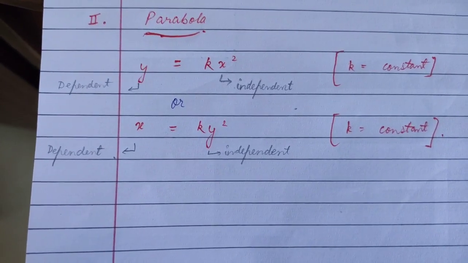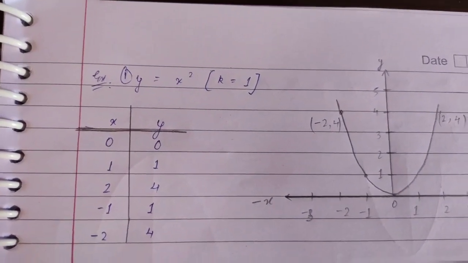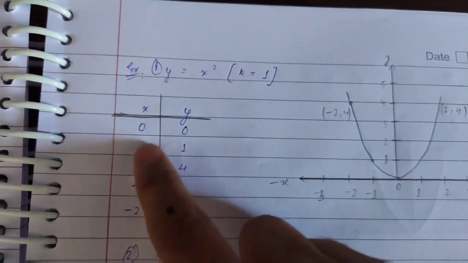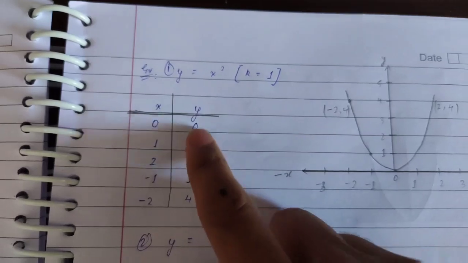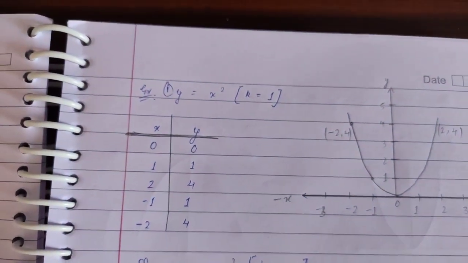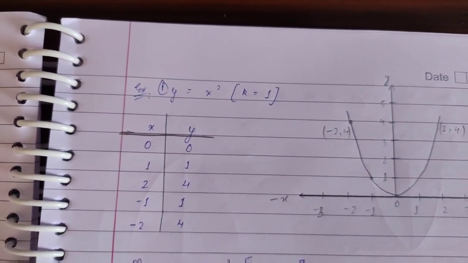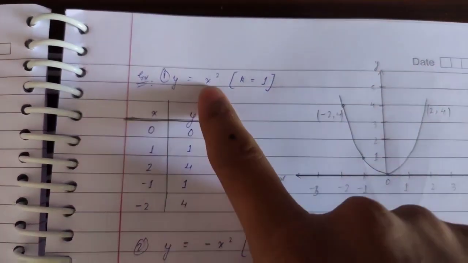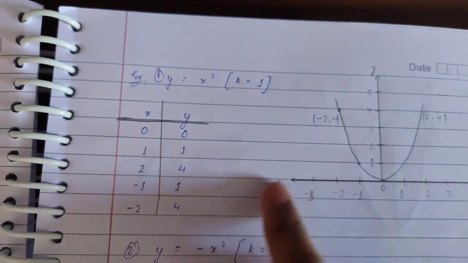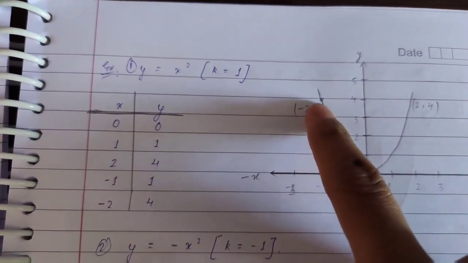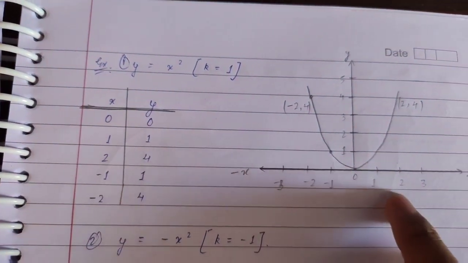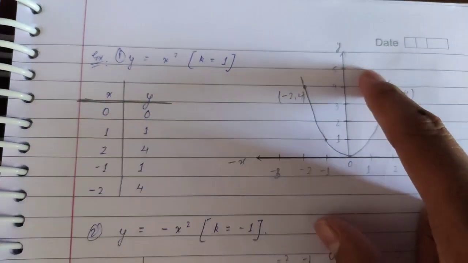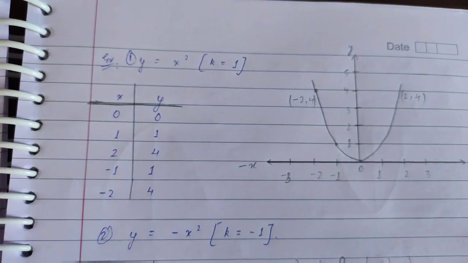This will help you to visualize better. See, first example, y is equal to x square. We have taken k is equal to 1. So when x is 0, y will be 0. If x is equal to 1, then y will also be 1. If x is equal to minus 1, then y will be plus 1, because minus 1 square is plus 1. Now we will plot the points here. See, it is minus 2 comma 4, minus 1 comma 1, 0 comma 0, 1 comma 1 and 2 comma 4. We will just join the points and this will give us a parabola shape.